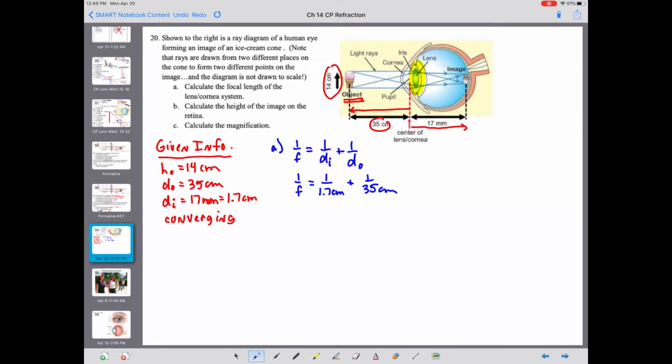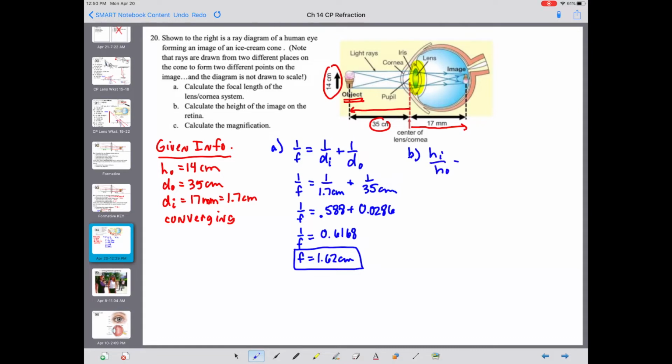If we solve this down, 1 divided by 1.7, that's going to give us a value of 0.588. 1 divided by 35, that's going to give us a value of 0.0286, and we can combine those together. So that'll give us a value of 1 over f is equal to 0.6168, rounding a little bit. So then our focal length, 1 divided by that number, is going to give us 1.62 centimeters.